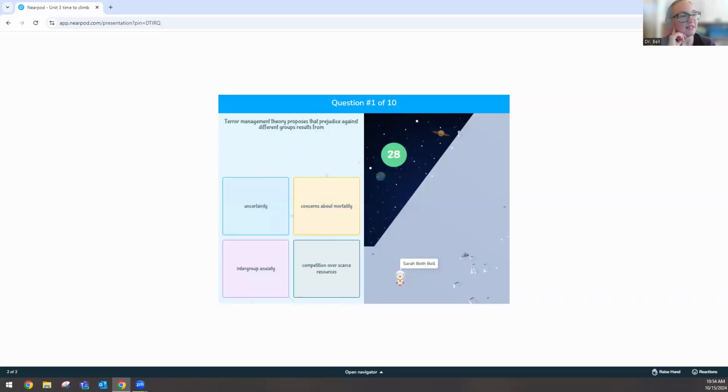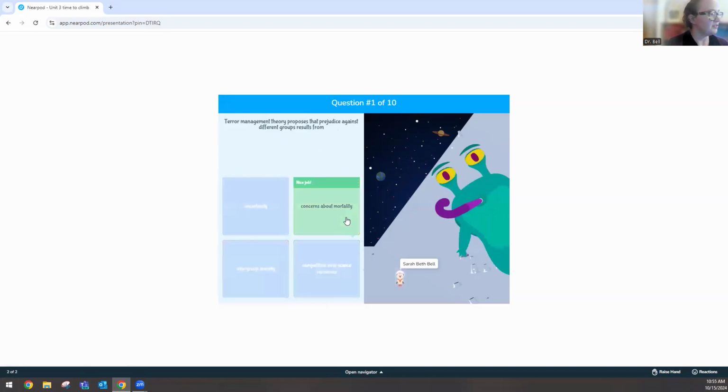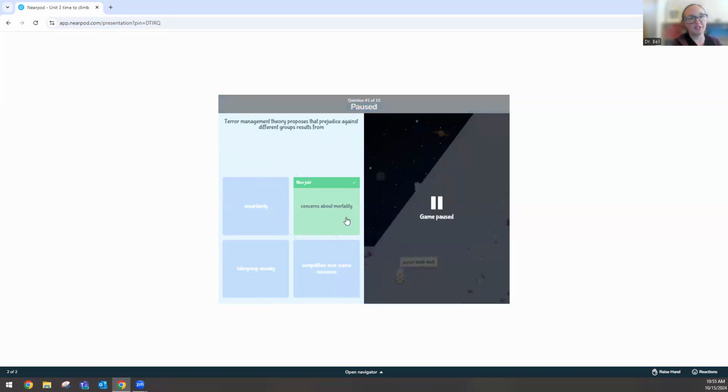Question one. Terror management theory proposes that prejudice against different groups results from uncertainty, concerns about mortality, intergroup anxiety, or competition over scarce resources. The answer here is concerns about mortality. Just think about it: terror management, terror of death. That's all you need to know. That's like a mnemonic you can memorize. Terror management theory, the terror is the terror of death.